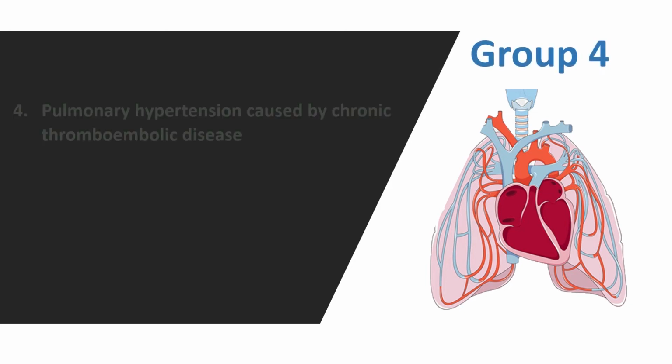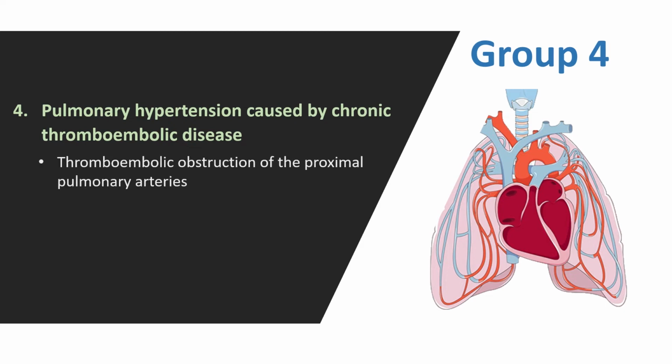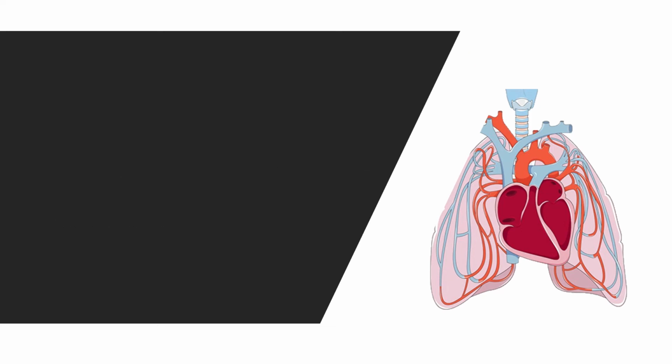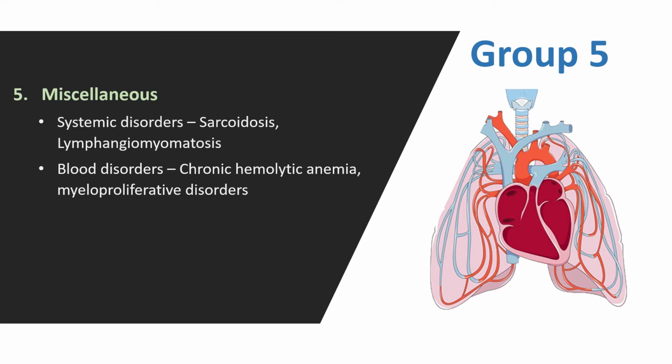In group 4, pulmonary hypertension is caused by chronic thromboembolic disease, and the diseases in this group include thromboembolic obstruction of proximal pulmonary arteries, in situ thrombosis, or sickle cell disease. And the last group includes systemic disorders like sarcoidosis, lymphangiomyomatosis, blood disorders like chronic hemolytic anemia, myeloproliferative disorders, and extrinsic compression of central pulmonary veins.